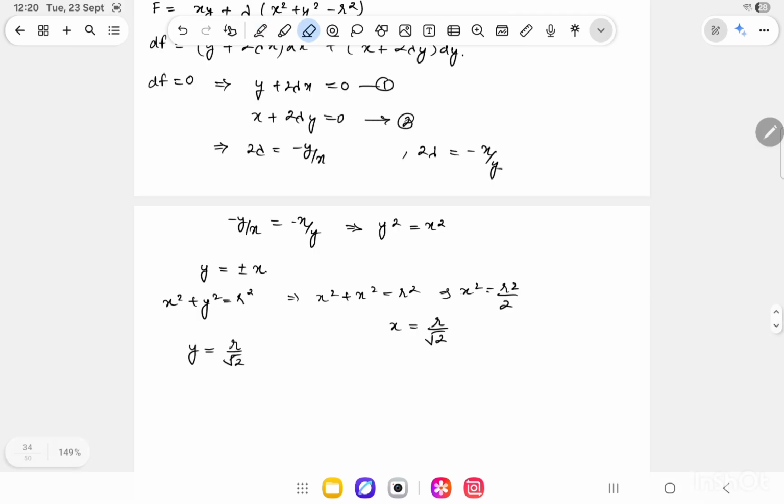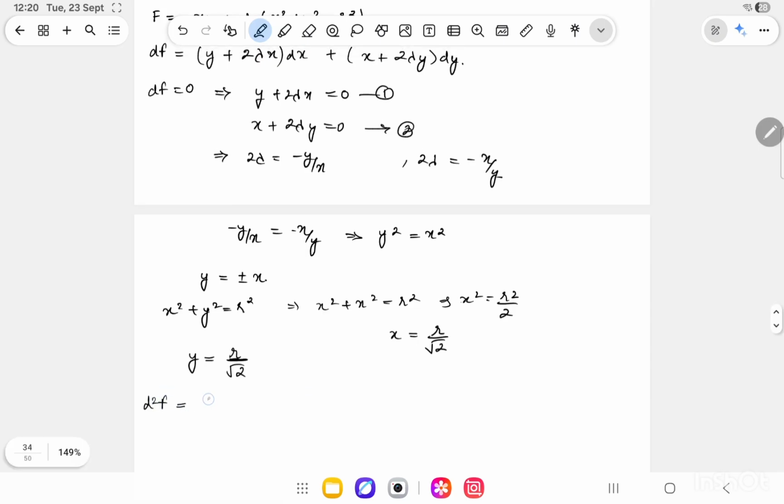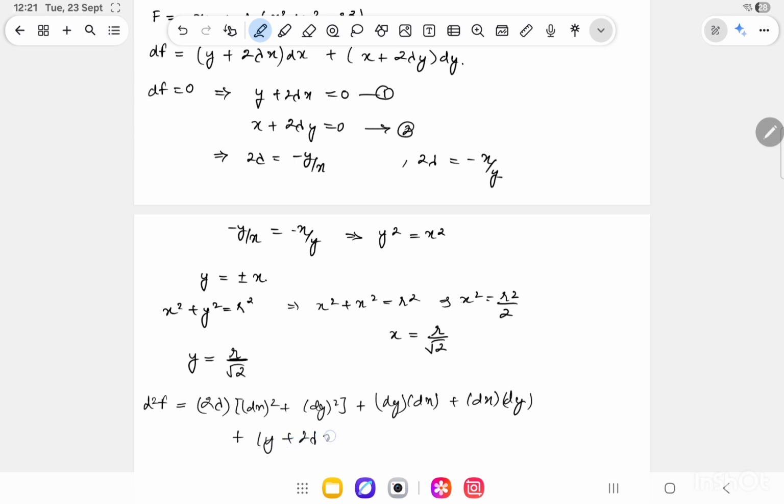Now, to show that for these values of x and y we get the maximum possible area of the rectangle, let's show that d square F will be less than 0. So d square F will be 2 lambda into (dx whole square plus dy whole square) plus dy into dx plus dx into dy, plus (y plus 2 lambda x) into d square x plus (x plus 2 lambda y) into d square y.